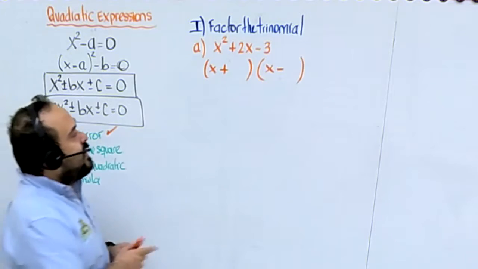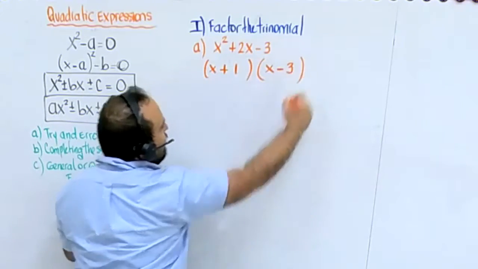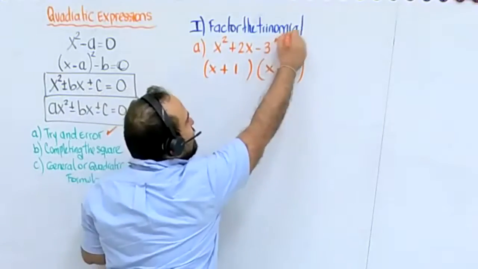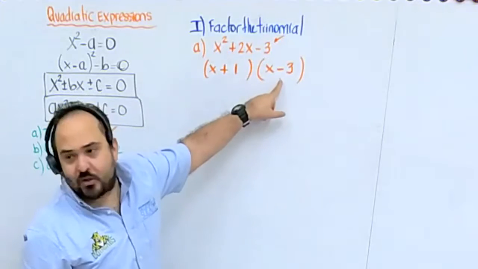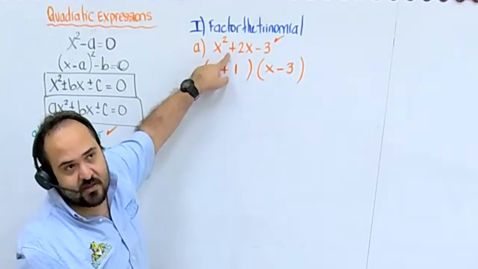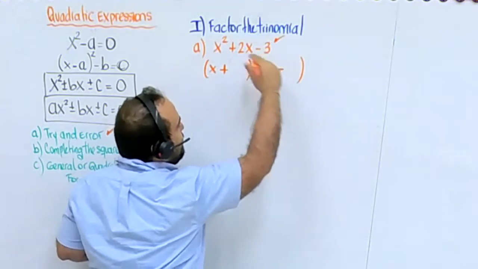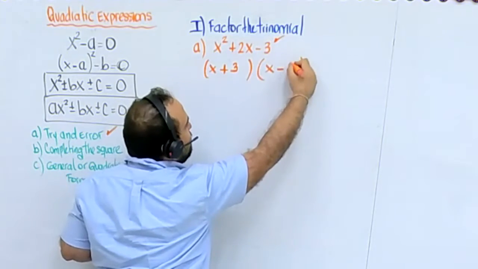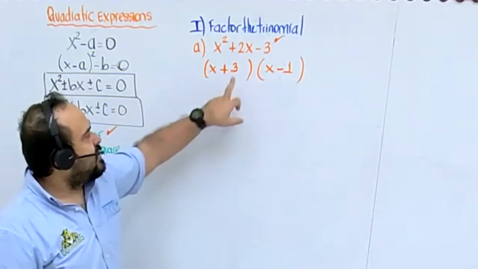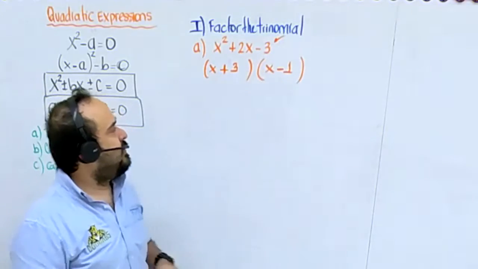Exactly, but be careful, because if I said 1 and 3, what is going to happen? 1 times -3 gives us -3, right? But 1 minus 3 gives us -2, and the middle part is supposed to be +2. For that reason, at the moment of writing the numbers, be careful with the position you copy them in. So the right answer is x plus 3 times x minus 1, because 3 times -1 is -3, and 3 minus 1 gives us 2. And that's it.